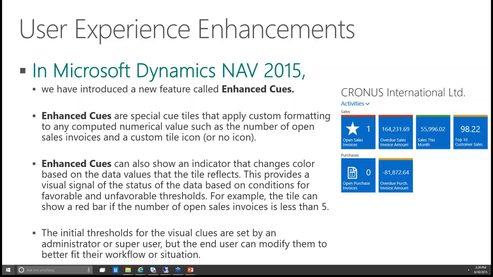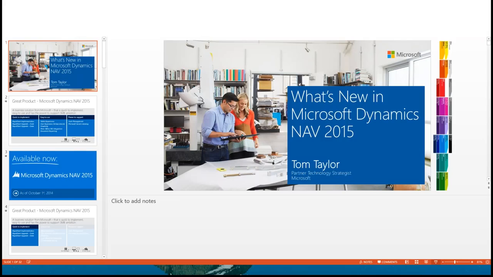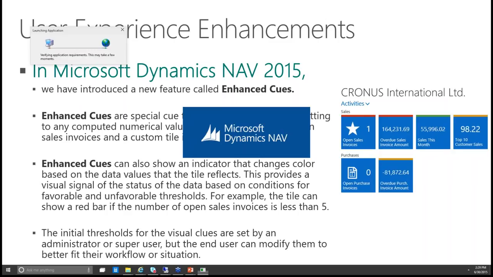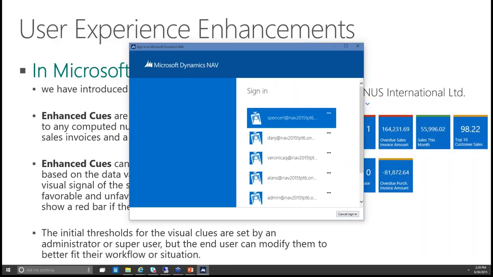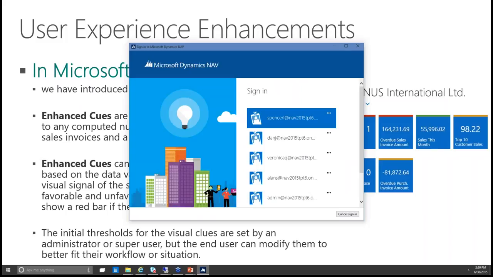So let's jump over here and launch the Windows client. Now, I'm connecting to the Windows client here. I'm using the Office 365 login. You have many different credentials in NAV that you can log in with. You can use Windows Authentication. You can use username and password. And here I'm using the Office 365 integration.